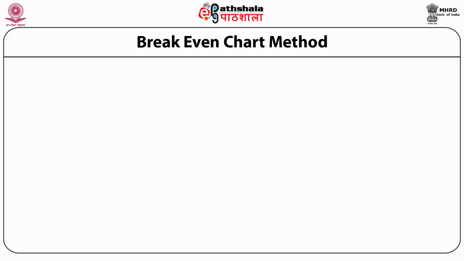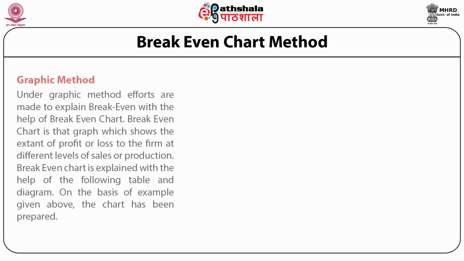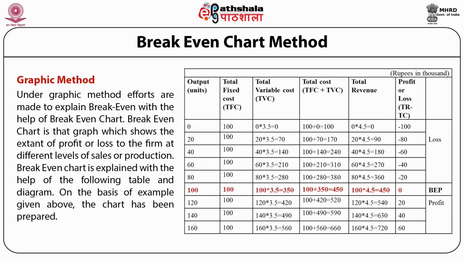The second method to find out the break-even point is the graphic method. Under this method, efforts are made to explain the break-even point with the help of a break-even chart. A break-even chart is a graph which shows the extent of profit or loss to the firm at different levels of output. The break-even chart is explained with the help of the following table and graph. On the basis of the example given above, the chart has been prepared.